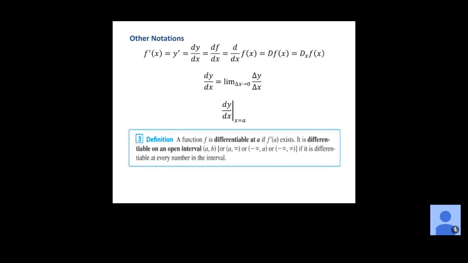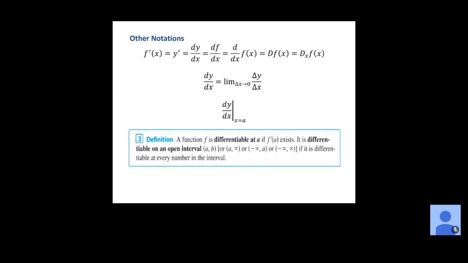Okay, right now. A function f is what we call differentiable at a if f prime of a exists. Okay, so basically, if you can take a derivative at that specific point, then we call the function differentiable at that point. If it's differentiable on an open interval from a to b, or from a to infinity, negative infinity to a, and so on, okay, if it's differentiable at every number in that interval, we call it differentiable on an open interval if it's differentiable everywhere in that interval.